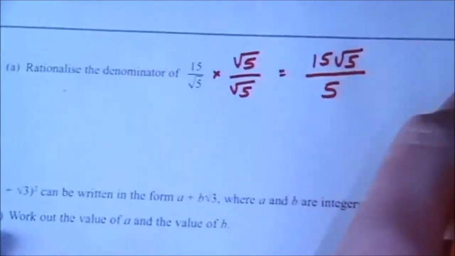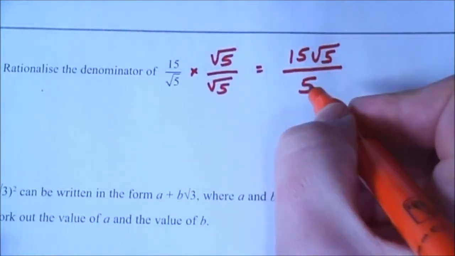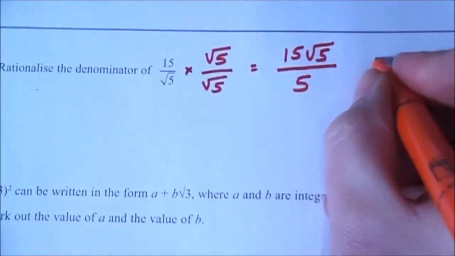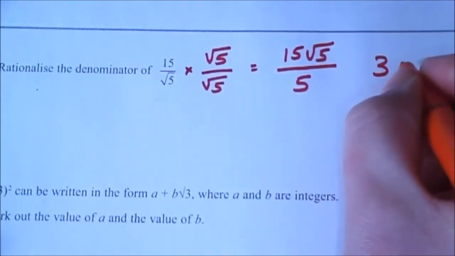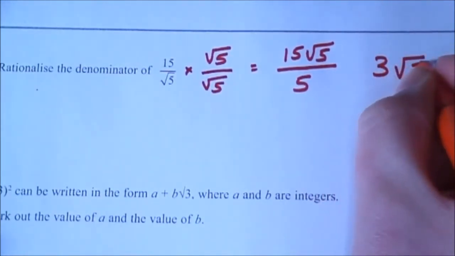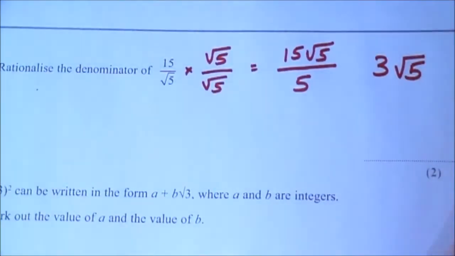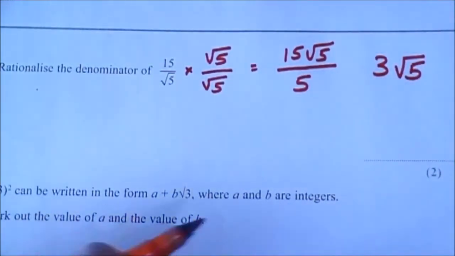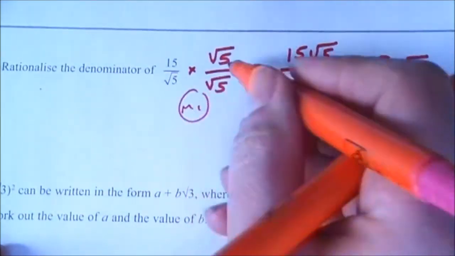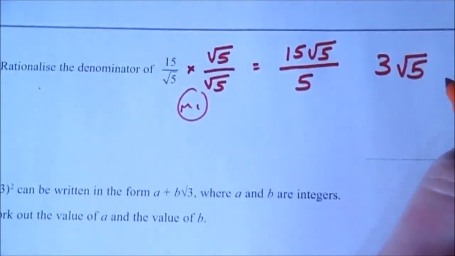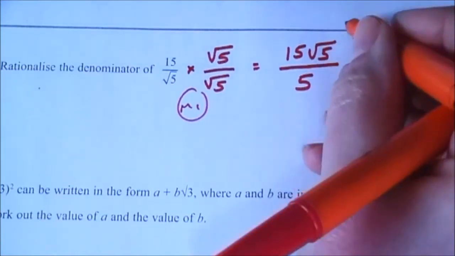And then you can go ahead and do 15 divided by 5, which is going to give you 3. And then you've got the root 5. So you end up with 3 root 5. That's a 2-mark question. You get 1 mark for showing that you're multiplying by root 5 over root 5. And then you get an answer mark.